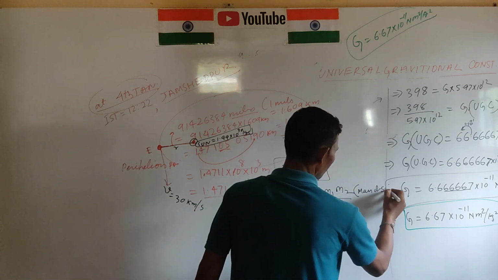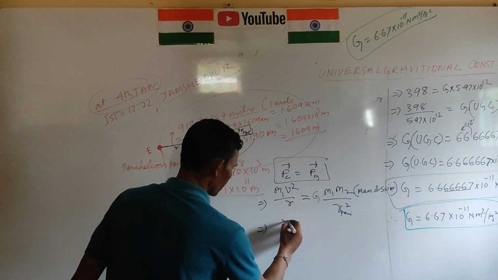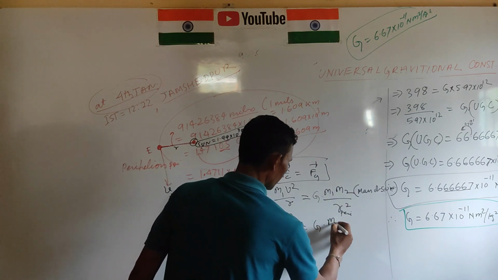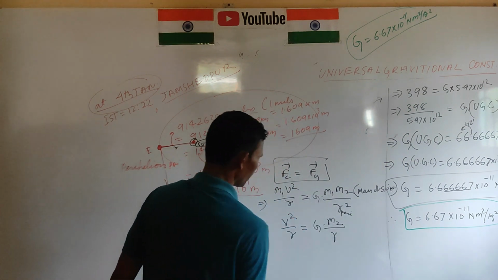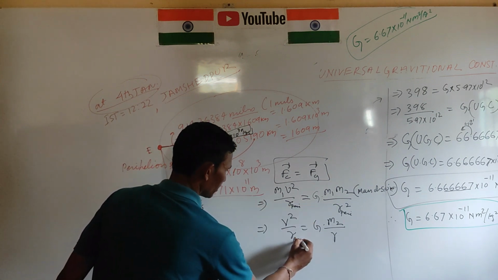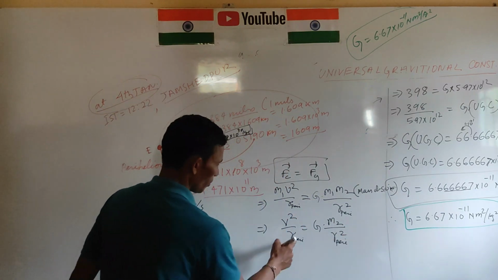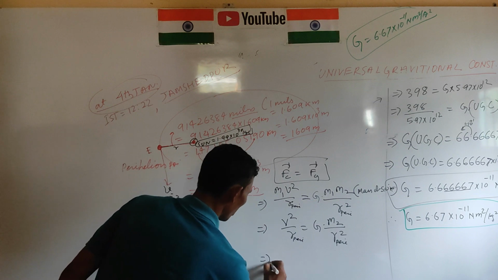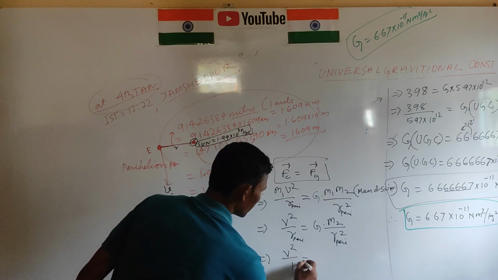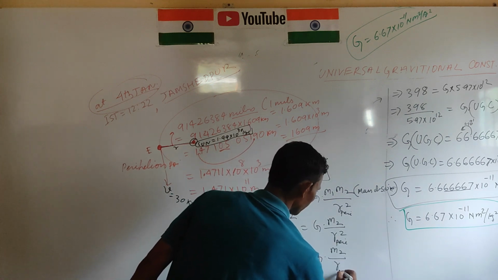Mass of sun. Okay, so here is v square, capital G, this is mass of Earth, and perihelion distance. Here is also perihelion distance, r peri. Perihelion distance squared, so here is also cancel this one. So how much? v square upon r equal to capital G m2 upon r peri.